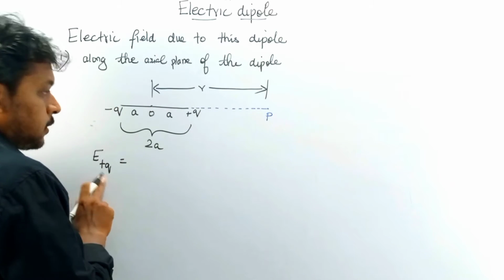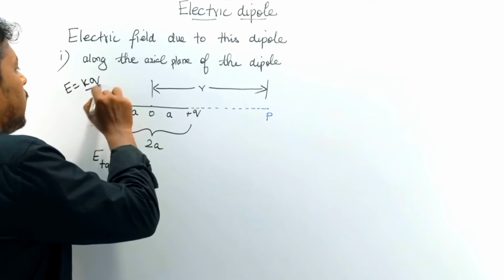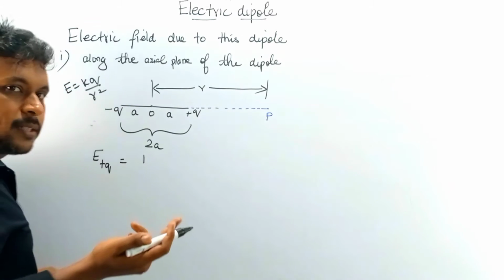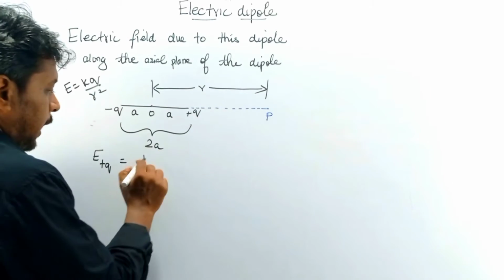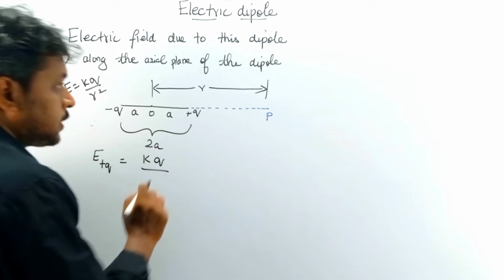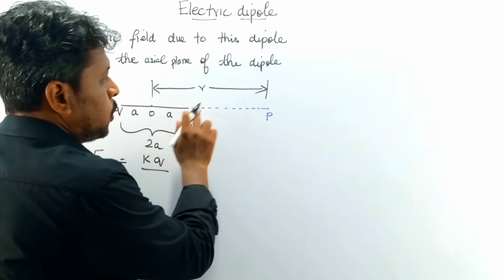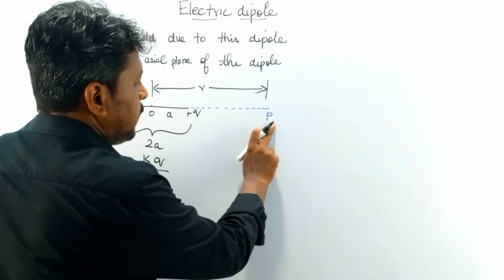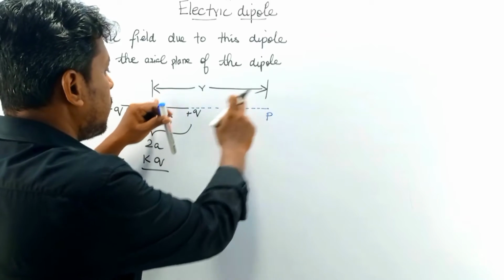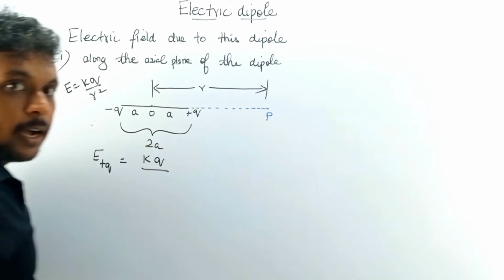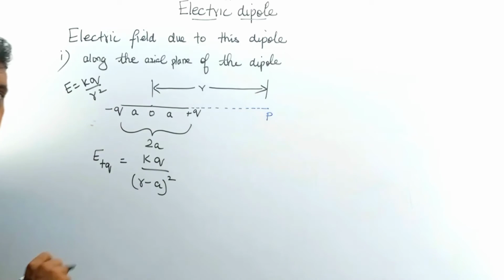The electric field due to plus Q is, generally, kq by r square, kq by distance square. Here the value of charge is q, and the distance from this plus q to this point P is, what is the value of this distance? This is nothing but r minus a. So it is kq by (r minus a) the whole square.